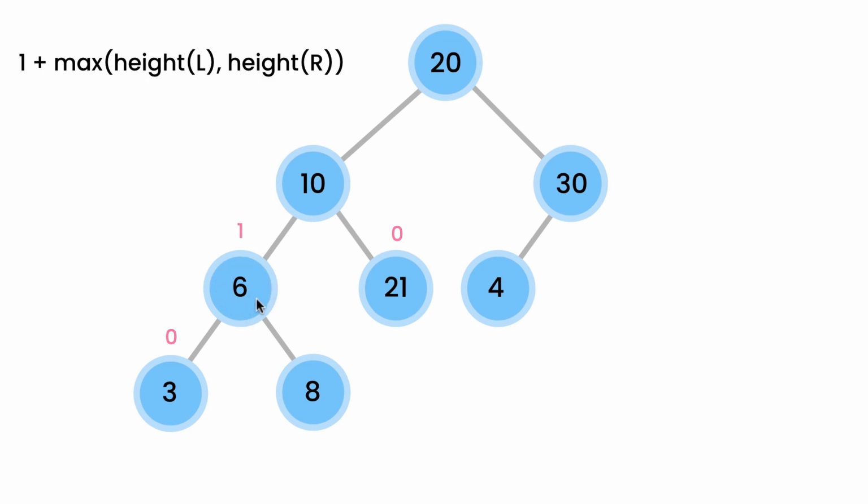Now we compare these values. The height of the left subtree is 1. The height of the right subtree is 0. Which one is larger? The left subtree. So we add 1 to it, and this way we can calculate the height of this node or this subtree.